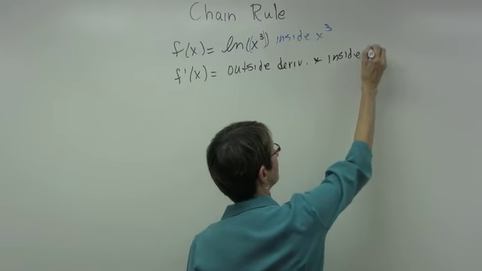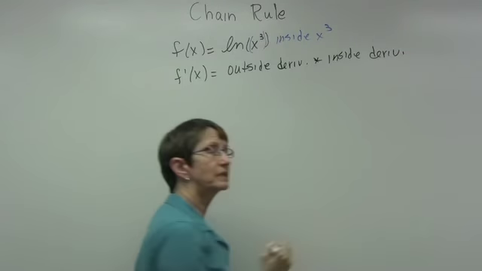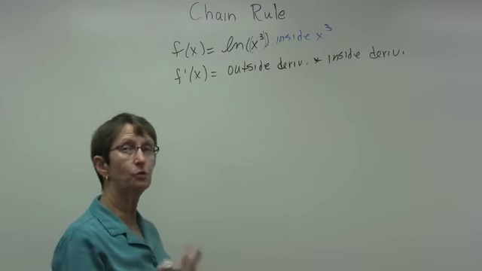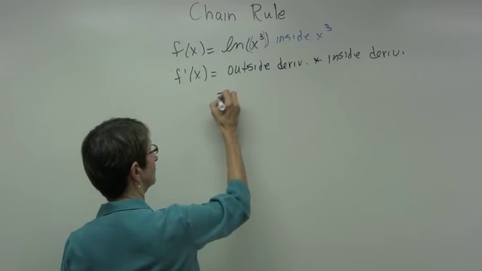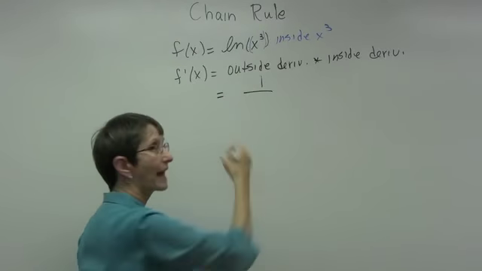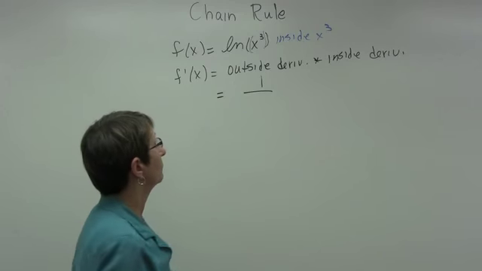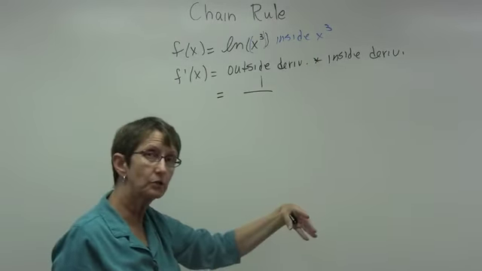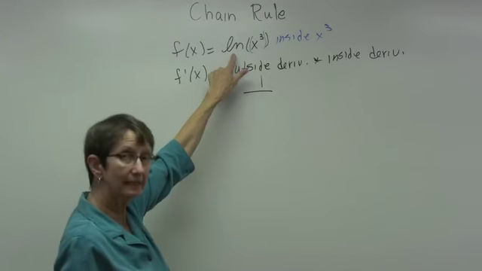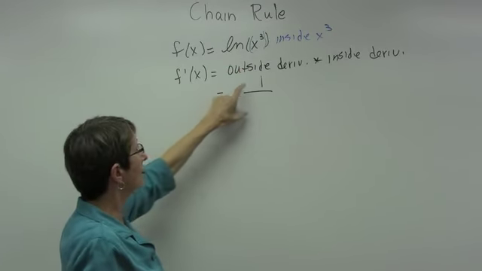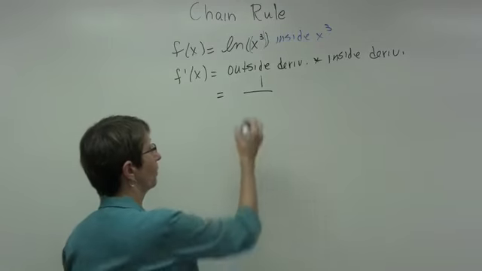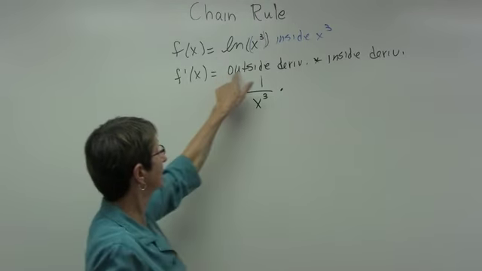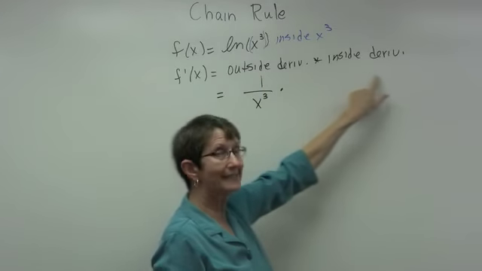So outside derivative means we have to think about the derivative of the natural log function. Its derivative is 1 over x. But I don't have x on the inside. And when you do the chain rule, the inside x cubed doesn't change when it's just inside the natural log function. So my 1 over x would really be 1 over x cubed. Multiplied times, that's the outside derivative, the inside derivative.